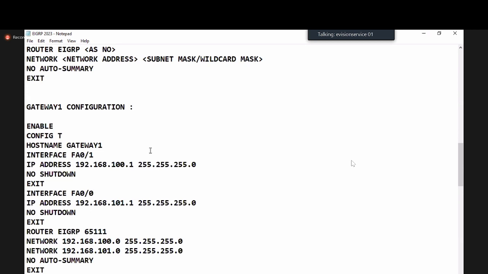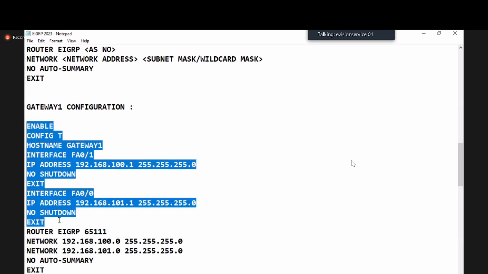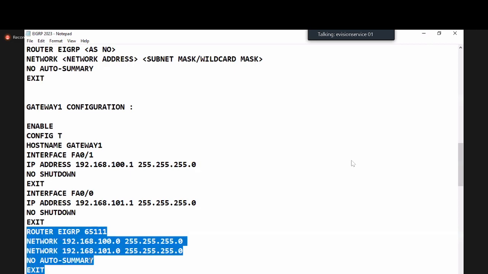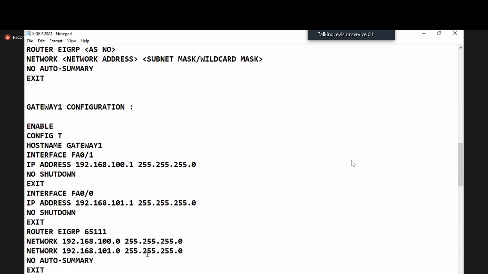Now coming to the configurations of gateway 1. This is your base configuration of IP. And this is the EIGRP configuration, that is our autonomous system number 65111. Network we have 192.168.100.0, that is LAN 1, and this is our subnet mask. Then the network 192.168.101.0, then subnet mask. Then no auto-summary, and we're saying exit. So these are the two connected networks of gateway 1, LAN 1 and LAN 2. We give it in EIGRP, and that's it.